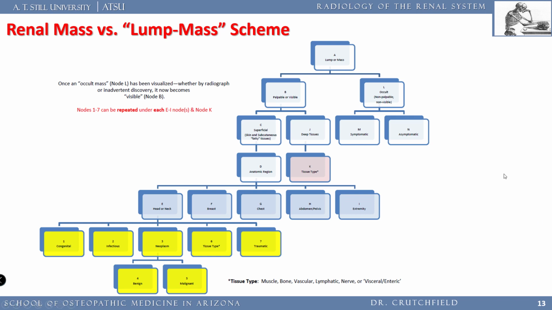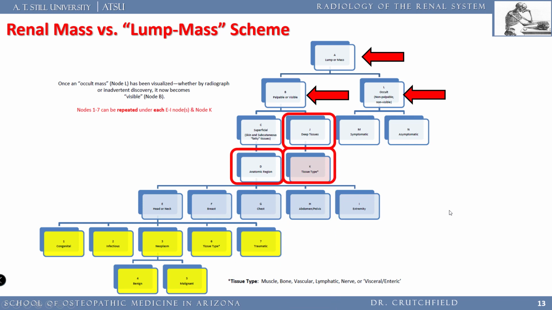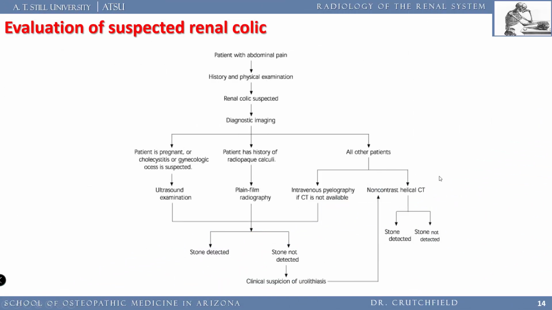Also, if we notice on CAT scan that there's a lump on the kidney, then we need to know, well, where is it? Is it visible? Well, now it is, because we did the CAT scan on it. Is it deep in the tissue? Sure, it's in the retroperitoneum. Where is it at? Well, the abdomen or pelvis. And then we need to find out what caused it. Is it congenital? Is it from an infection? Is it benign or malignant cancer? Et cetera, et cetera. So this is how we work our way through the scheme here to find out if we're looking for a cancer, something that is congenital, or something that is simply cystic.